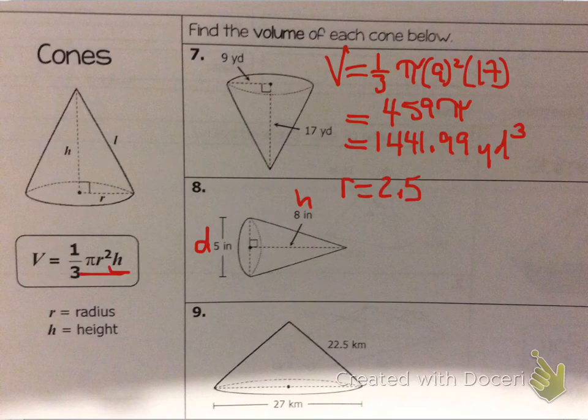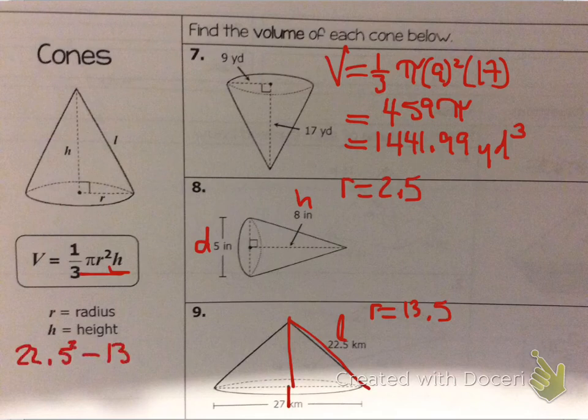Number 9, first off, we got to get the radius. So we got to divide this 27 by 2. So 27 divided by 2 gives me 13.5. So the radius is 13.5. Now I've got a slant height, but I need a regular height. So how do I find it again? I need to subtract the 22.5 squared minus the radius squared and take the square root. So 22.5 squared minus the 13.5 squared, and again take the square root, and I get that the height is 18.